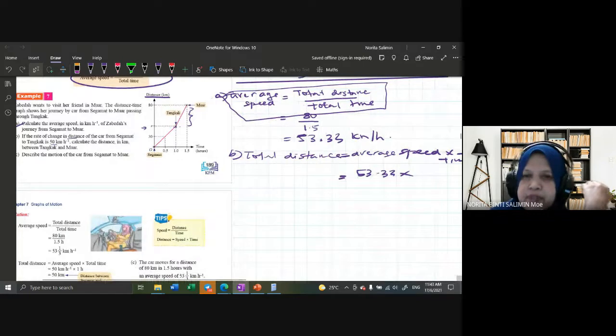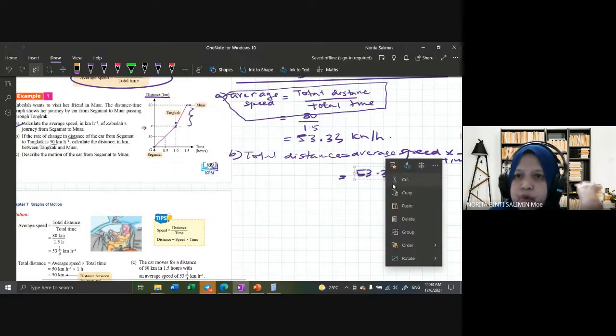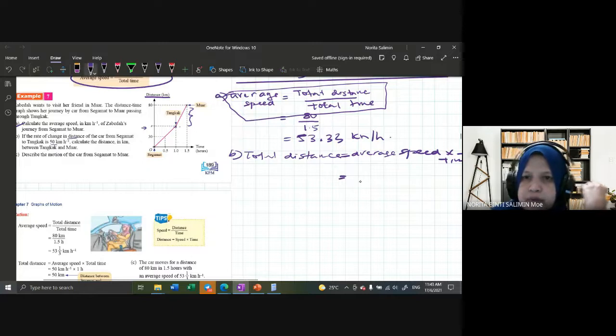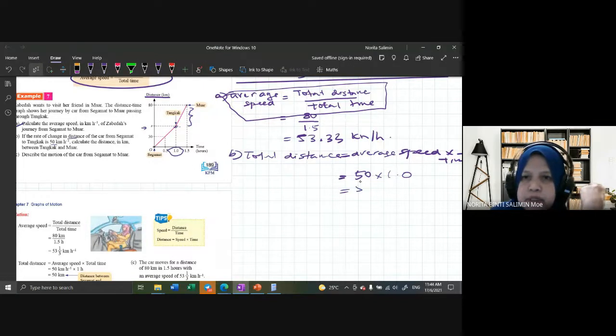Dia beri average speed ni bukan 53 yang kita dapat tadi kan. Average speed adalah dia beri 50. Okay, 50. Didarab dengan masa dia berapa? Ni, daripada Segamat ke Tangkak, berapa masa? 1. So, total distance dia adalah 50 km. Jadi dekat sini S kita dapat 50 km.